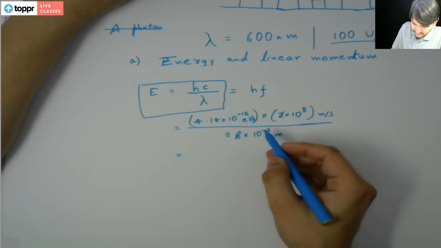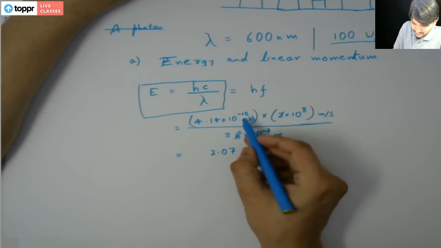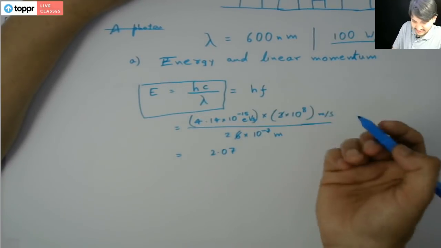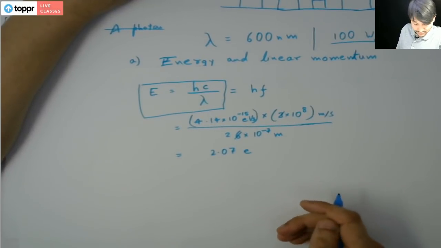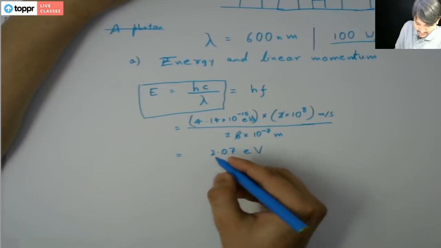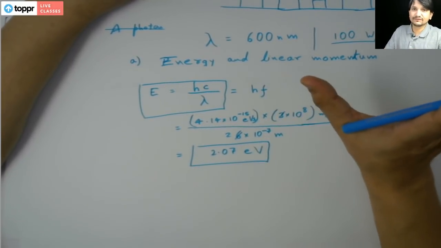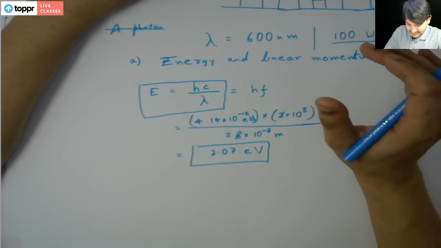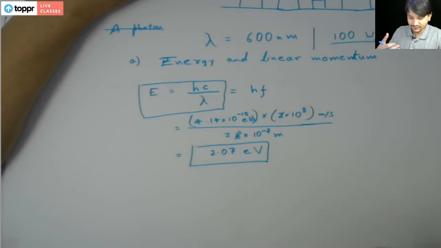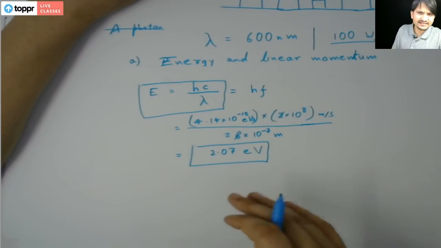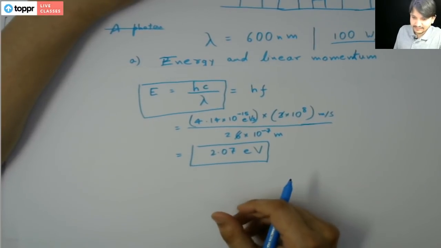So this comes up as 2.07, 10 to the power 15, 17. It is getting cancelled off, so we get 2.07 electron volt. Yeah, that's our answer. This is not what we are studying today, right? We are studying the photoelectric effect, but before going into that, these are the small numerical parts that we will be covering.